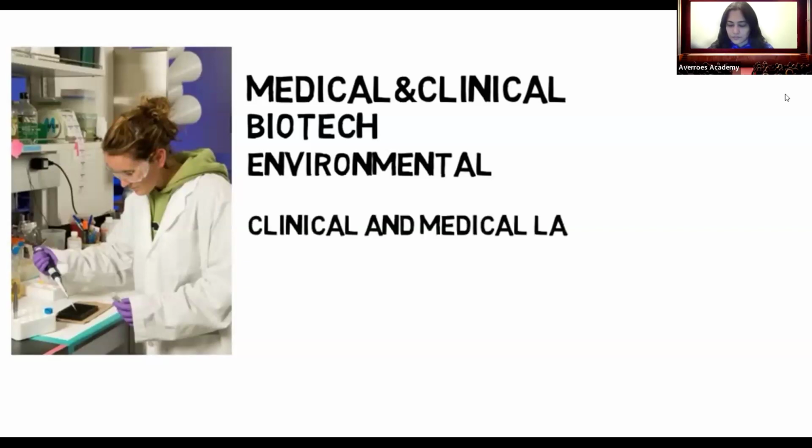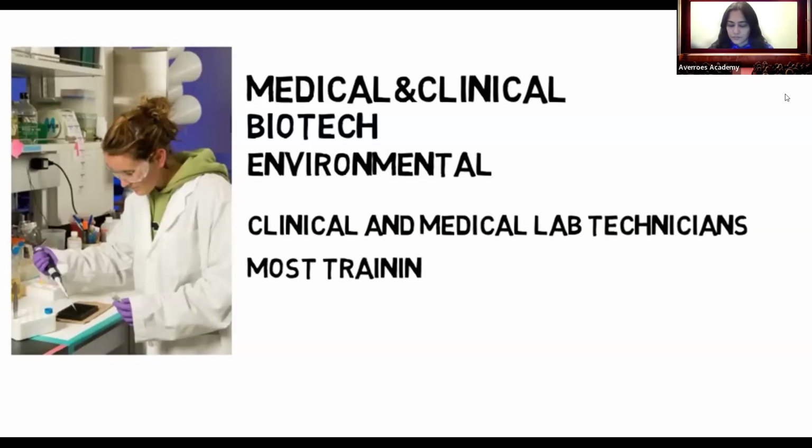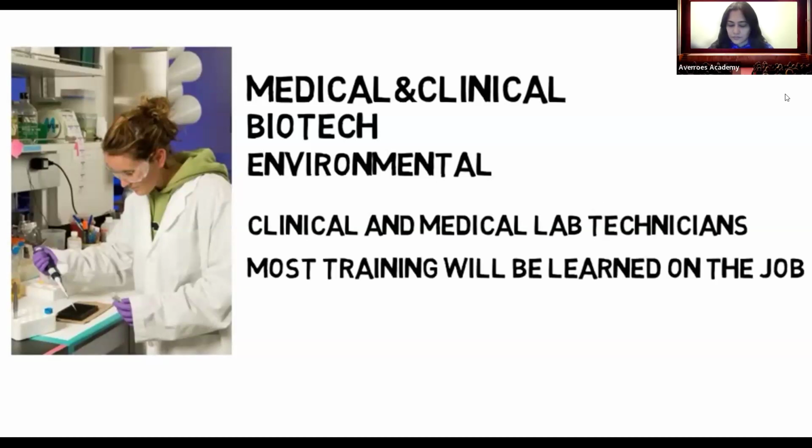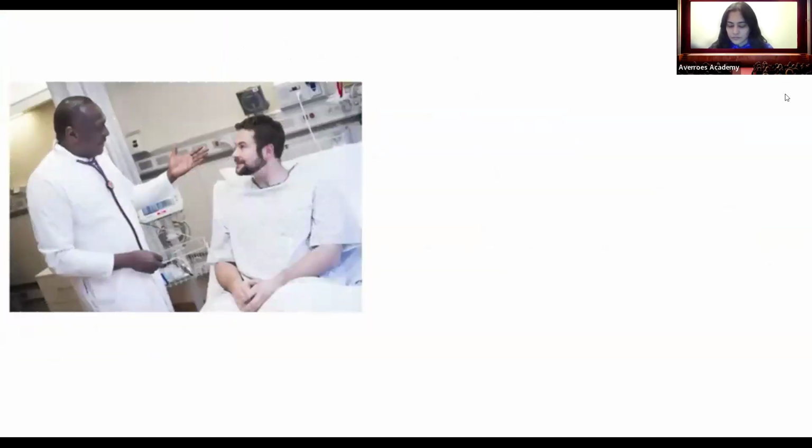Clinical and medical lab technicians are the two most common areas of work for lab techs. Much of your individual training will be learned on the job, but you will have a foundation of laboratory skills from your time in lab during undergrad. For example, if you're a medical laboratory technician, the tests you would be running would be orders for the patients and are based on recommendations from doctors and other healthcare providers.